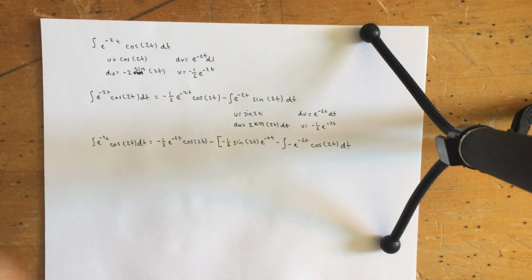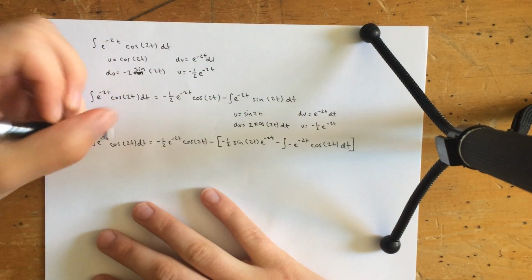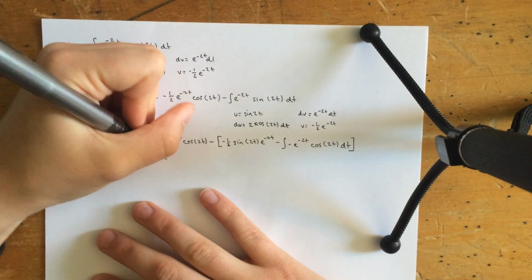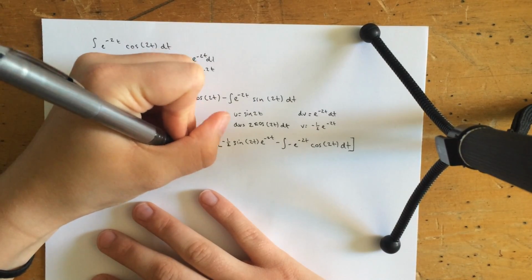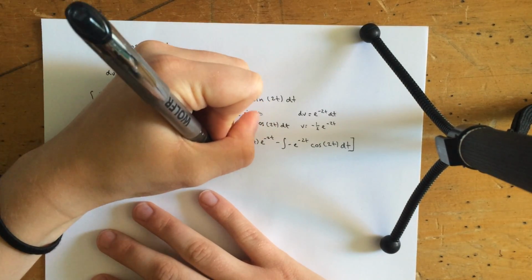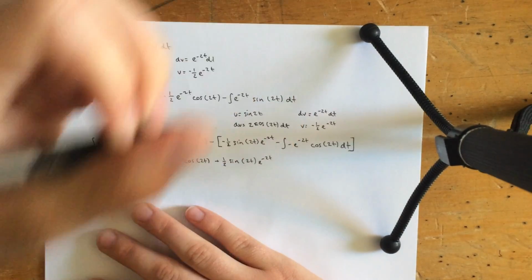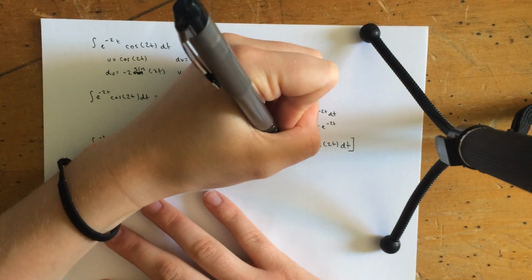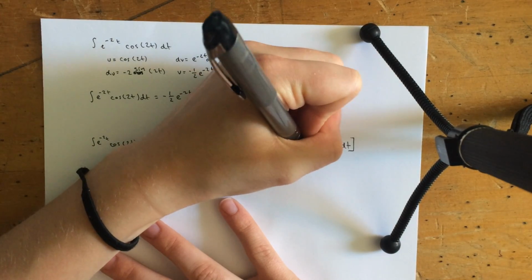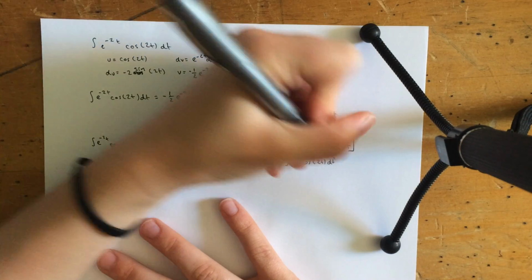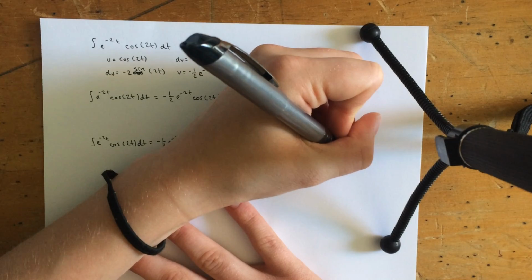And to do this, I'm just going to distribute the negative. So we're left with this integral equals negative 1/2 e to the negative 2t cosine of 2t plus 1/2 sine of 2t e to the negative 2t minus the integral of e to the negative 2t cosine of 2t dt, and I want to put in the constant here, c. I'm going to leave it as c1.